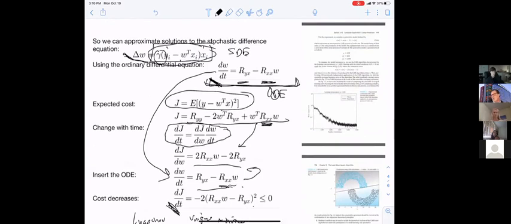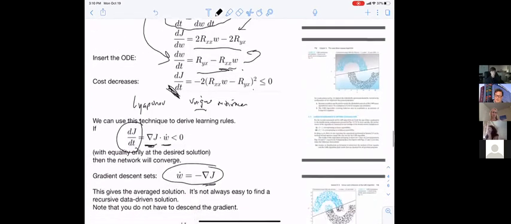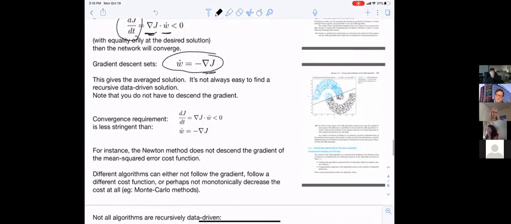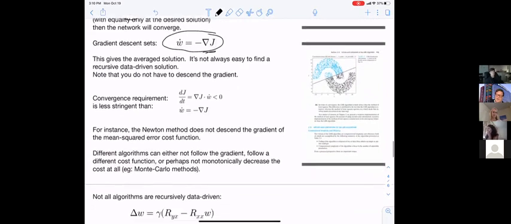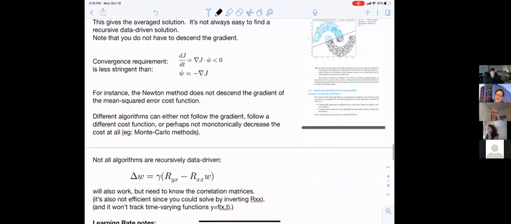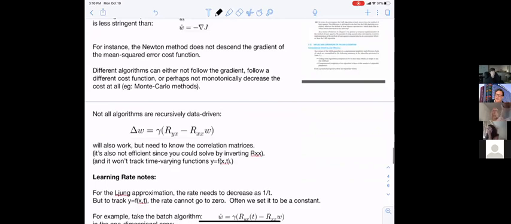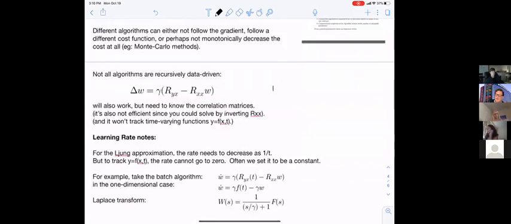Now I could get those correlation functions. So that's what we call a batch algorithm. I could observe lots of values of x, I could calculate Rxx. I could observe lots of values of y, and I could calculate Ryx. And then I could do this. In fact, it would be even faster just to invert it, right? If I had a non-data driven algorithm like this, I could just calculate this directly using my usual Rxx inverse Ryx, right?